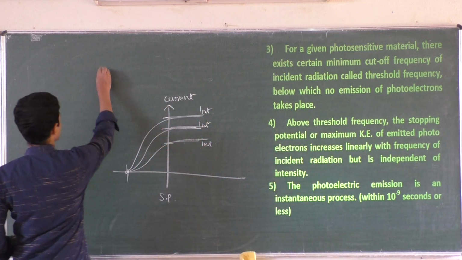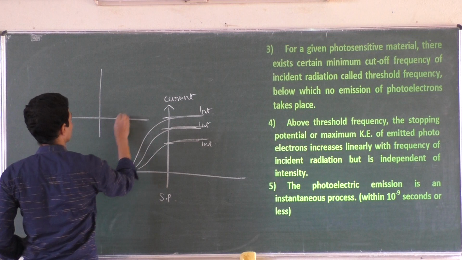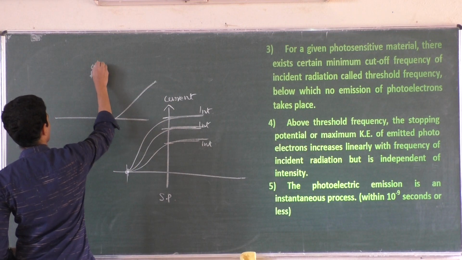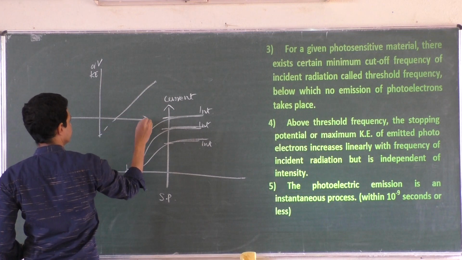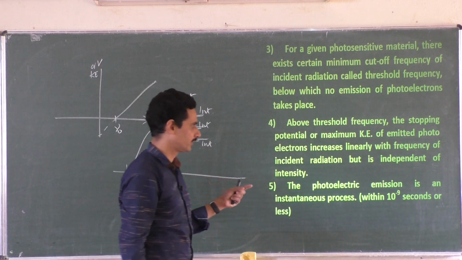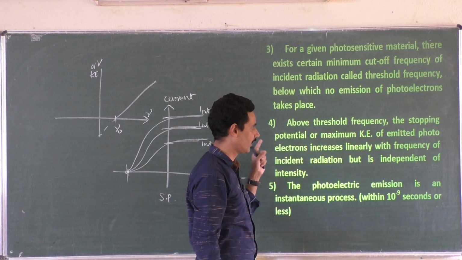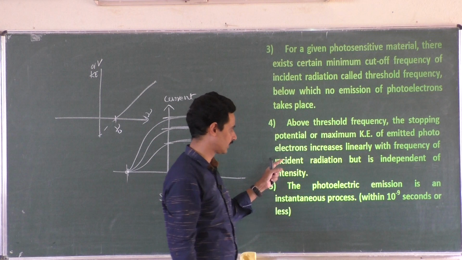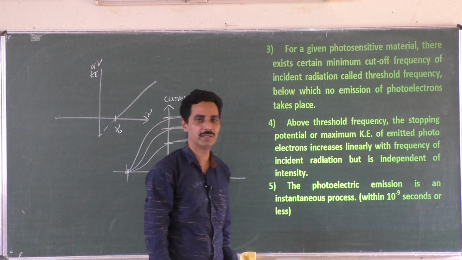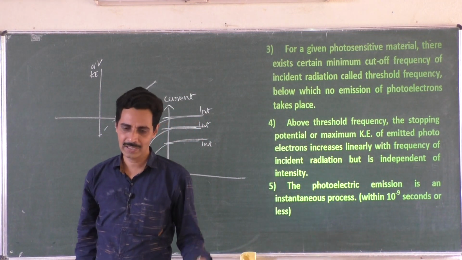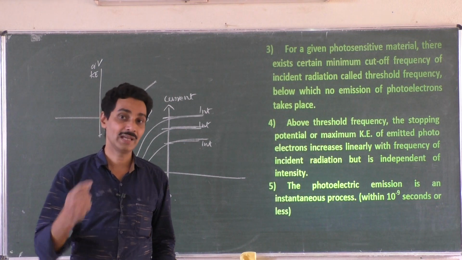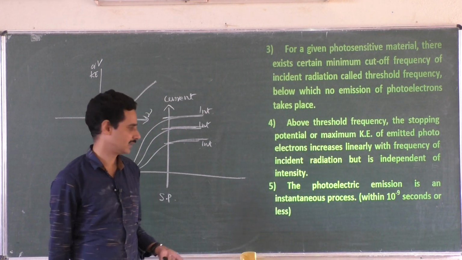As the frequency is more and more, the kinetic energy of electrons is more and more, right? So this is kinetic energy or stopping potential, and this is frequency. And this is threshold frequency. Above threshold frequency, the stopping potential or maximum kinetic energy of emitted photoelectrons increases linearly with frequency of incident radiation, but is independent of intensity. So if you change the brightness, kinetic energy has nothing to do with that. But kinetic energy changes when the frequency of incident radiation increases.